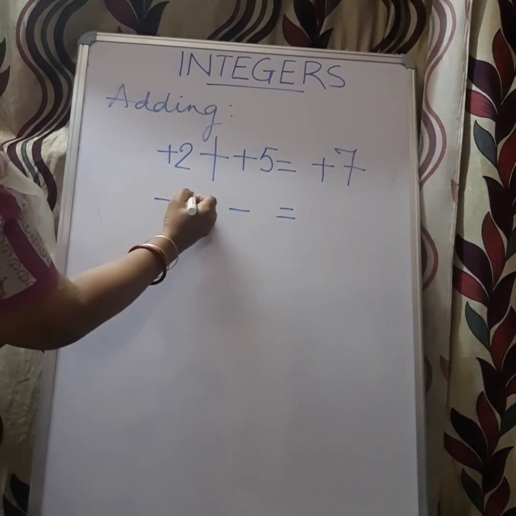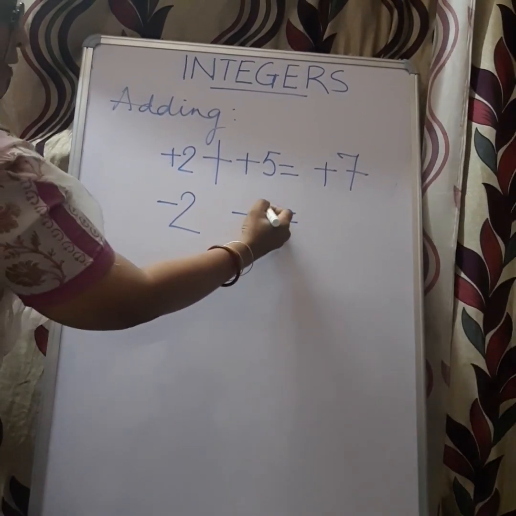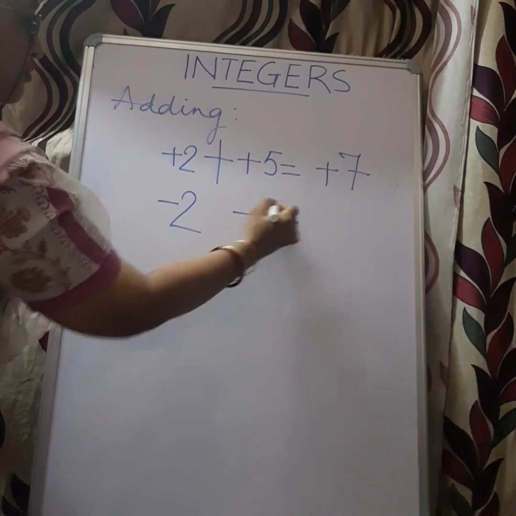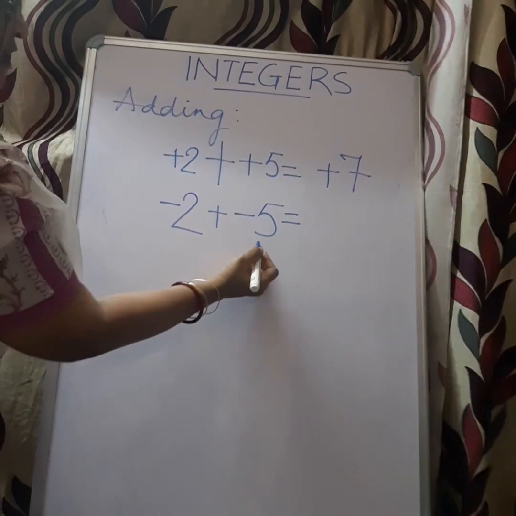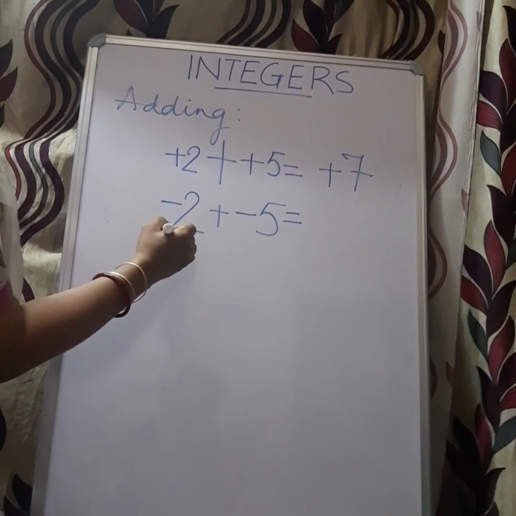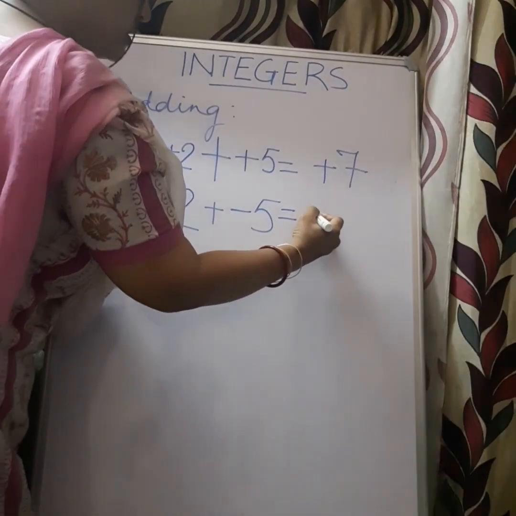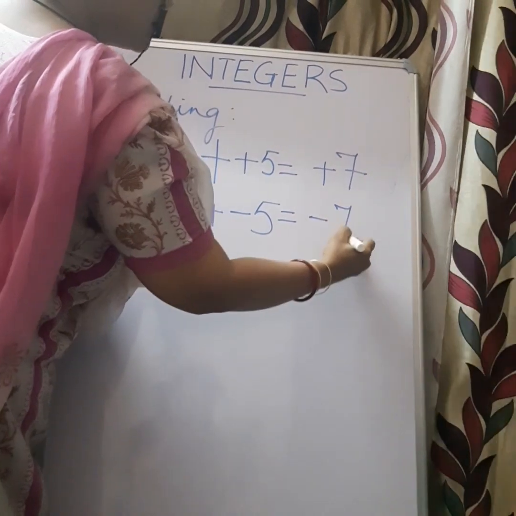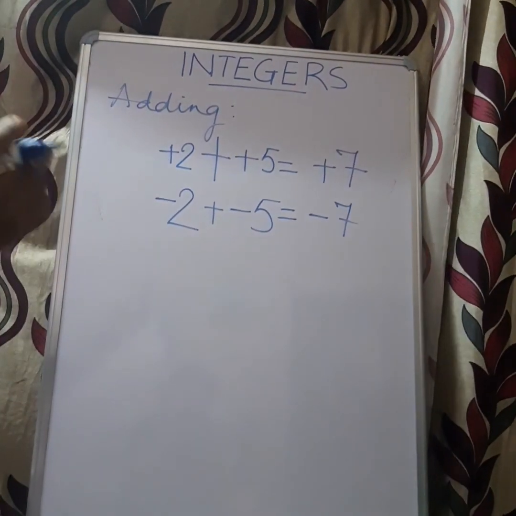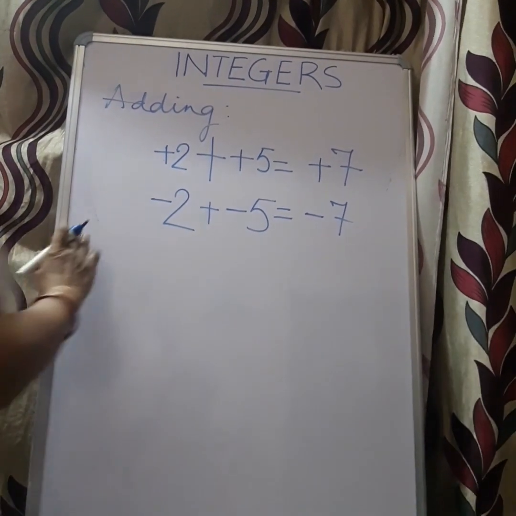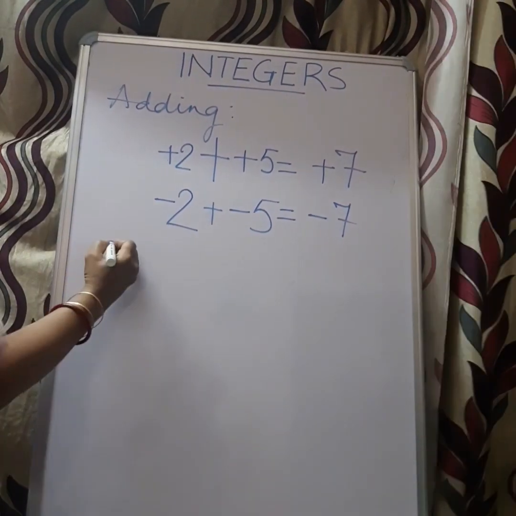When we are adding negative 2 to negative 5, again we will be adding the absolute values and putting the common sign, that is minus 7. Now I have used the word absolute value. What is absolute value? Let's see.